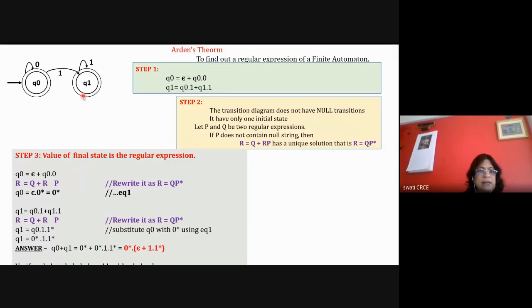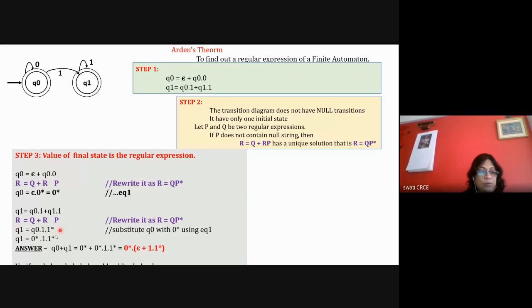Now for the second one, Q1, this is my equation: Q0 1 plus Q1 1. So I'll substitute the value of Q0, which is 0 star, here. If you observe, this is again R equals Q plus RP, with Q1 1. So it is similar to R equals Q plus RP, and I can rewrite it as QP star. So I'm rewriting it as Q0 1 dot 1 star.